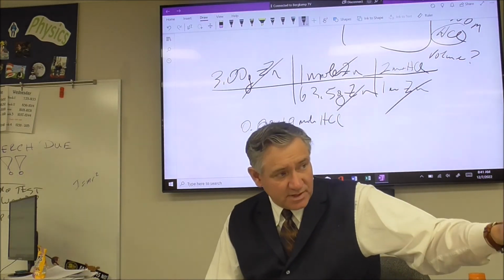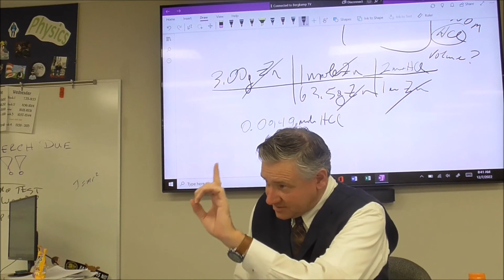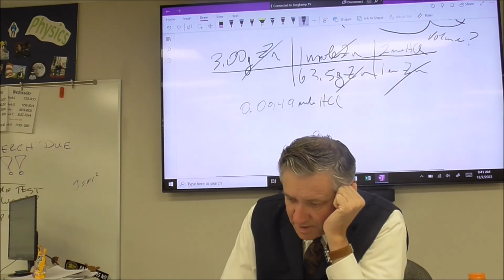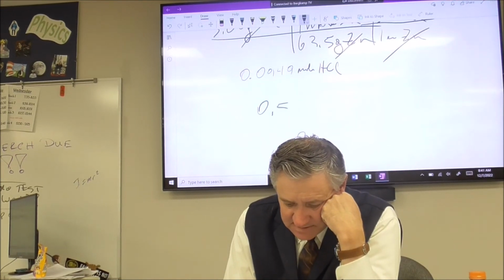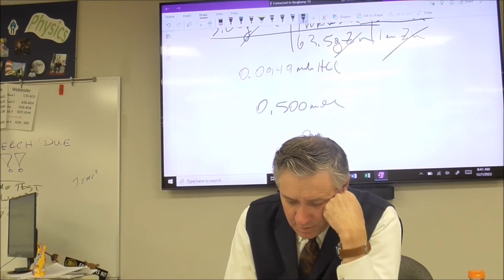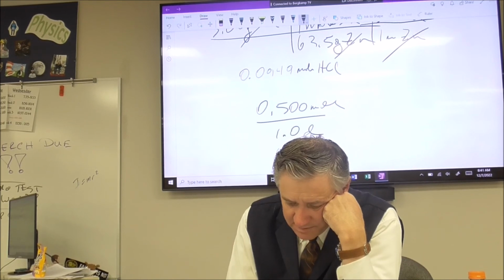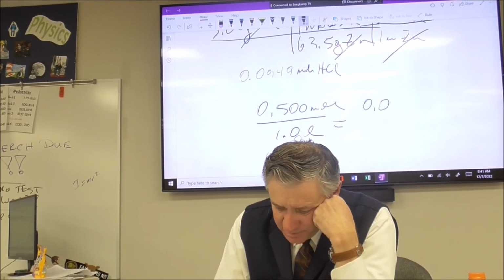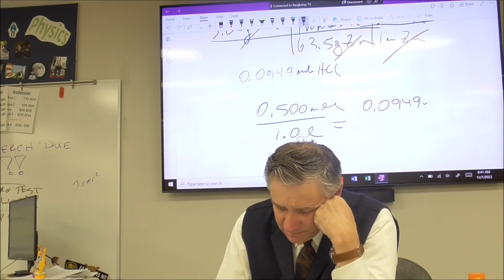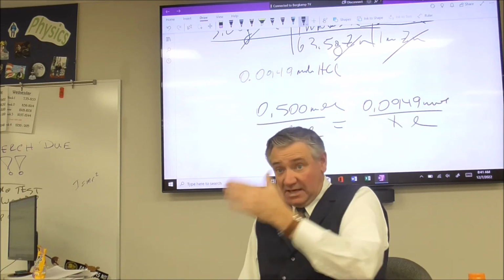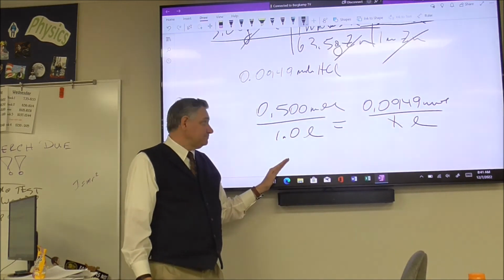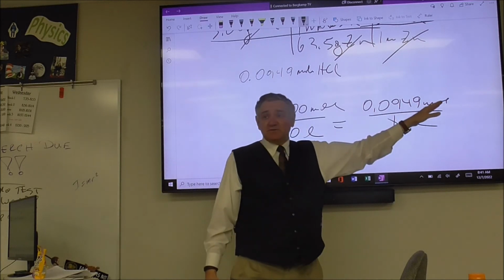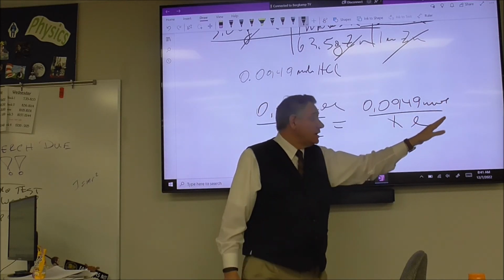So this is what you can do. This is a personal preference thing. I want to show you an option. One option is that you know that molarity. So that means I've got 1/2 of a mole per 1 liter is going to equal 0.0949 moles over X number of liters. Okay, that's what that means, because this means moles per liter.